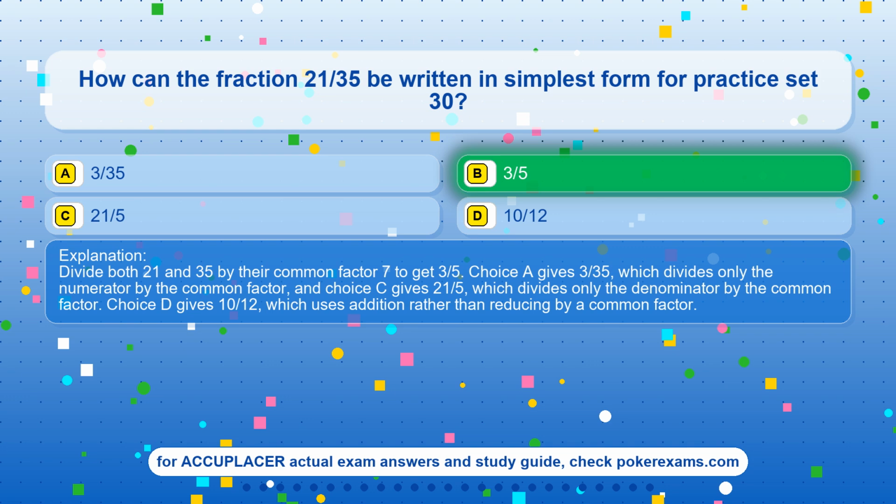Choice A gives 3/35, which divides only the numerator by the common factor, and choice C gives 21/5, which divides only the denominator by the common factor. Choice D gives 10/12, which uses addition rather than reducing by a common factor.